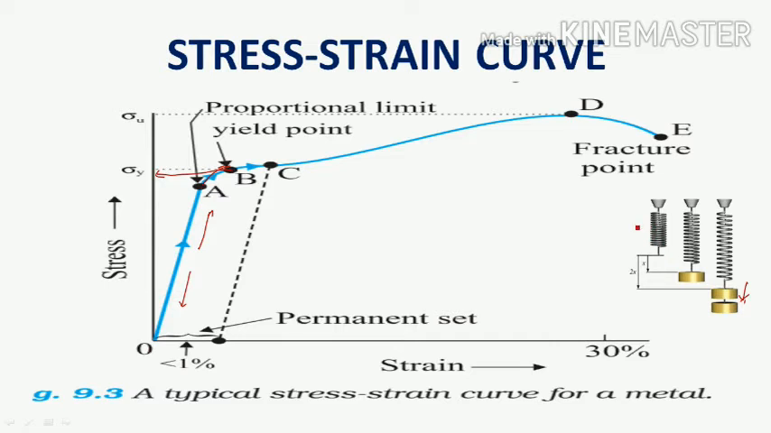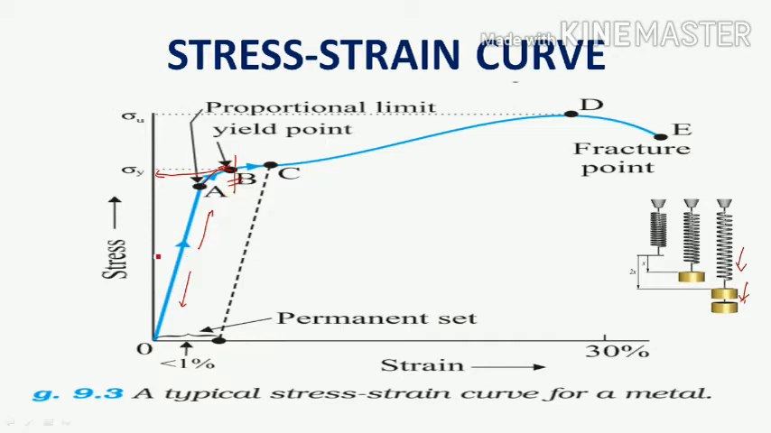The length increases. Correct? There is some increase in length. Okay, so up to this point, B, what happens? If you remove the stress, it will come back to its original position. Okay, so B is the yield point up to this point.